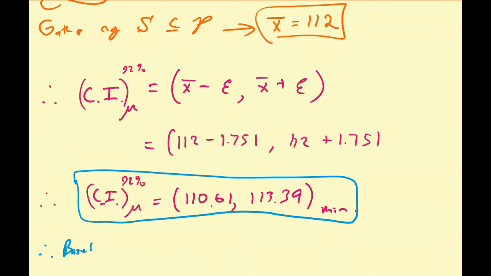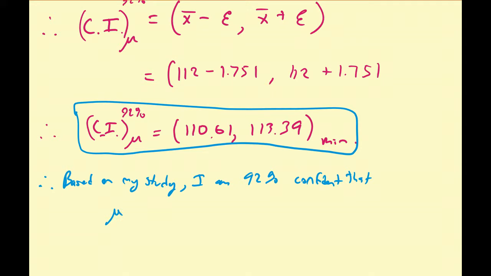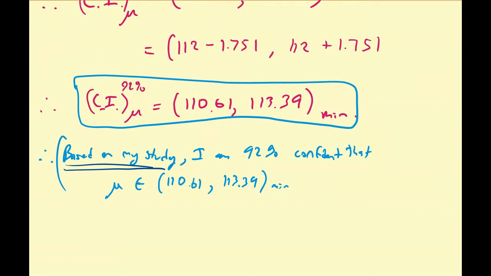Therefore, based on my study, I am 92% confident that the population mean mu lies somewhere in between 110.61 and 113.39 minutes. So that's pretty much the conclusion. It doesn't mean that mu is actually in here. It could be outside. We don't know, because this is based on our sample, and that's a very important thing to keep in mind here. But based on the sample, what can we conclude?